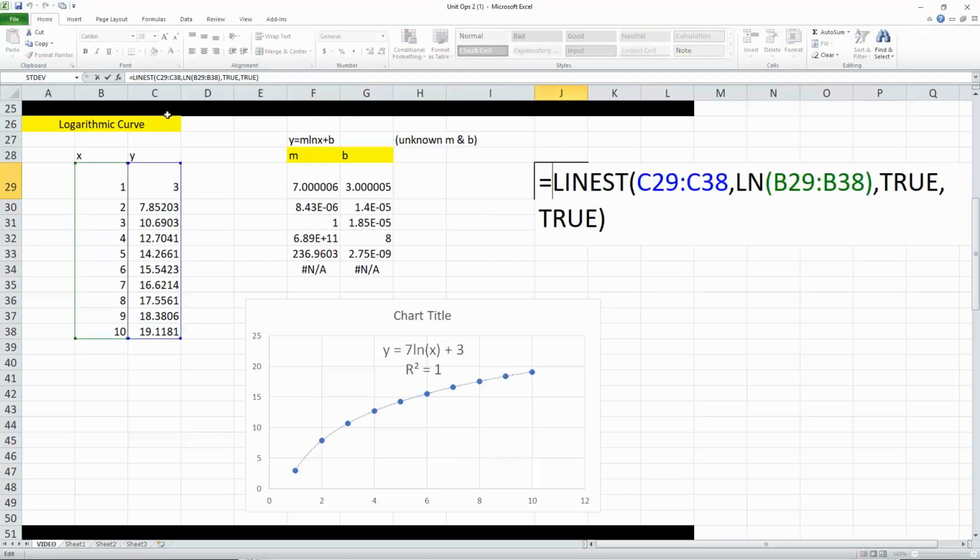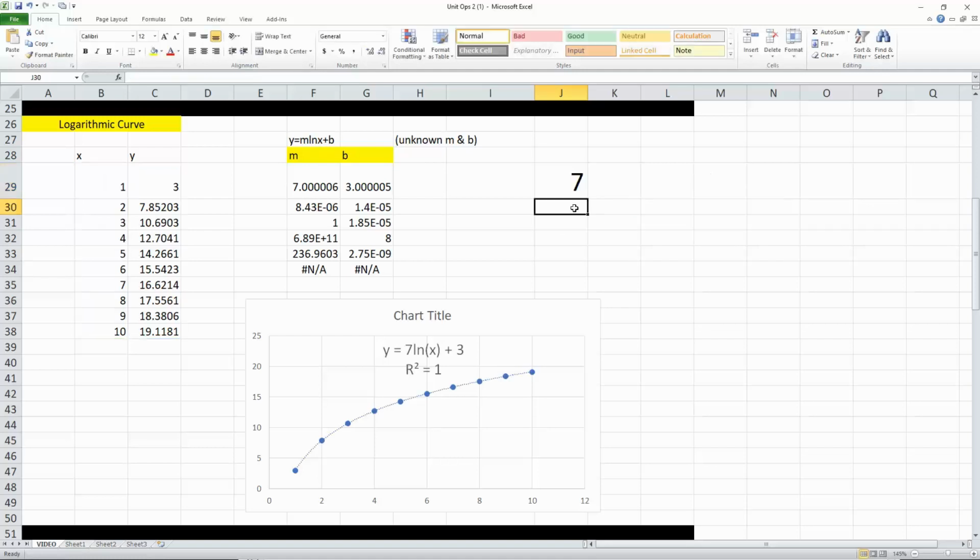So the standard y, the x's, now you say comma, ln, the x value. You're doing this because this right here where your x is attached has an ln. That's why you need to put ln in front. Comma true, comma true. If you do this, it will match. Your m value is 7, which is correct, and our b value is 3, which is correct. Our r squared right here is 1.